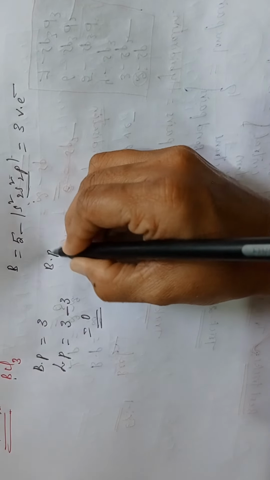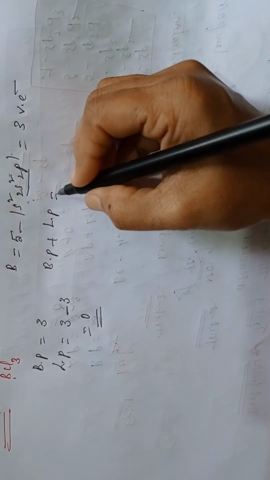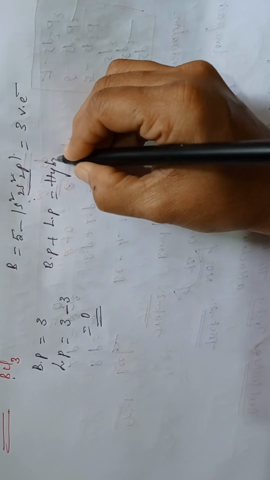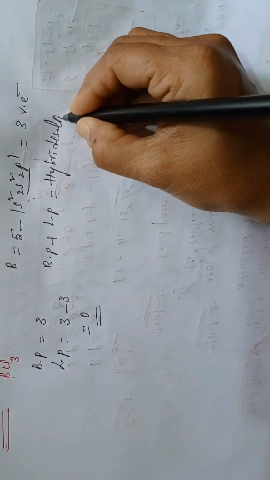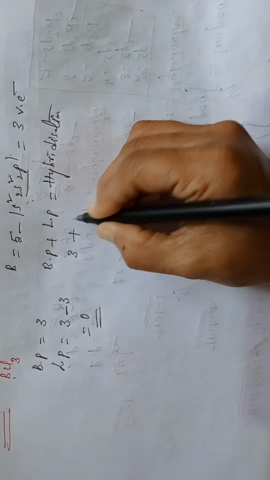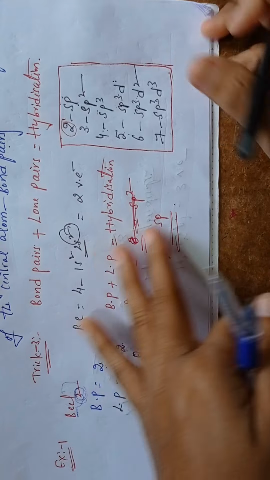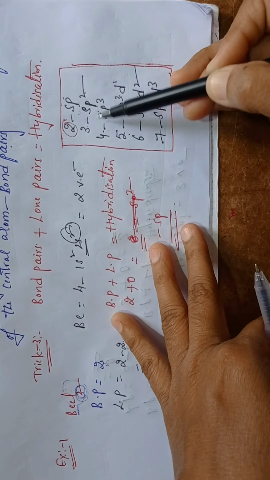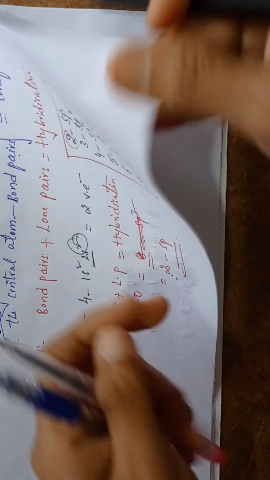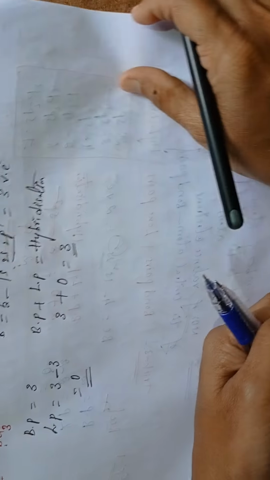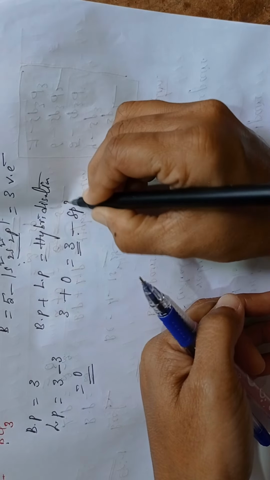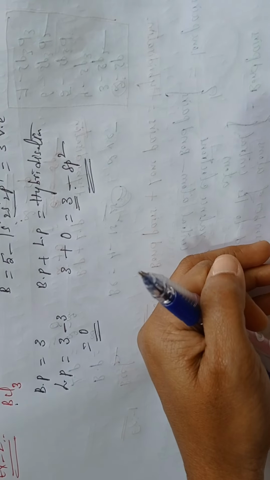And after that you calculate hybridization. Bond pair plus lone pair is equal to hybridization, students. Now bond pairs 3, lone pair 0, 3 plus 0, 3. 3 means which hybridization, students? I told you 3 means sp2. Clear? 3 means sp2 hybridization. So write that one, sp2 hybridization.